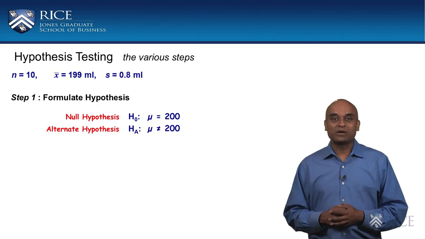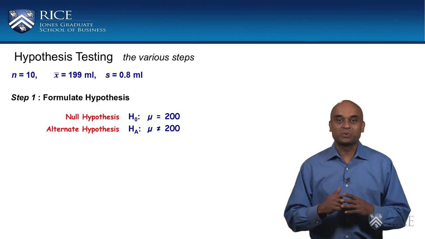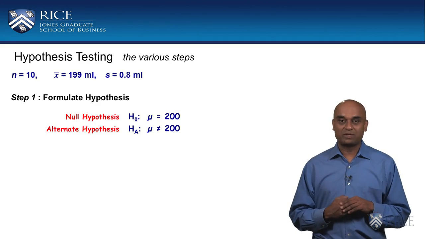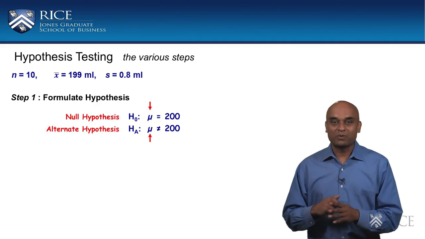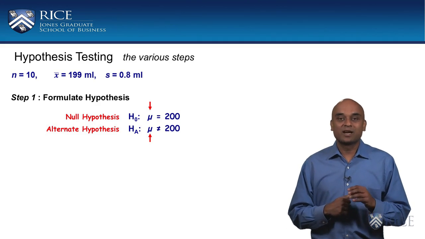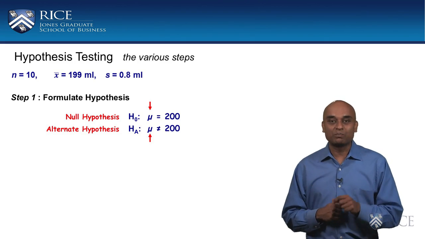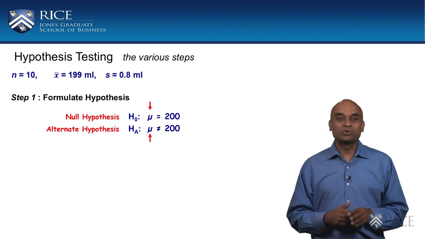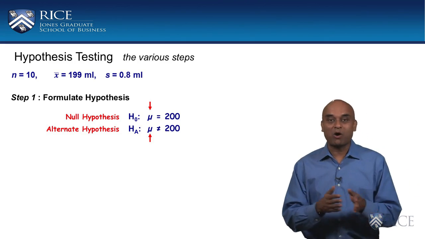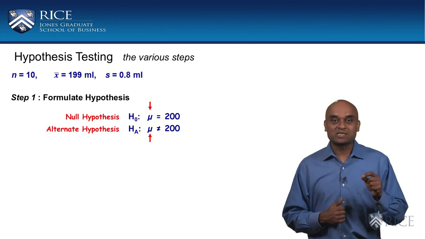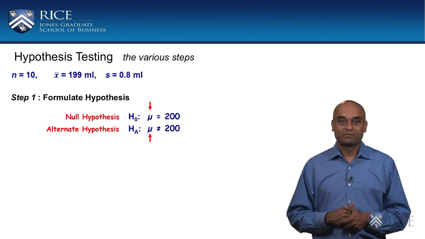Remember, the null and alternate hypotheses are always with respect to some population parameter, in this case the population mean, because a claim is being made about the unknown population mean and you wish to either substantiate that claim or not, based on the sample information you have.